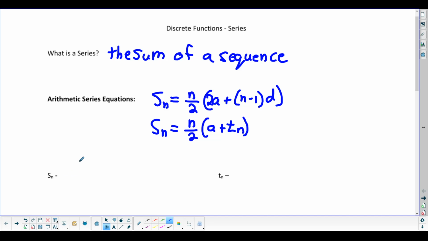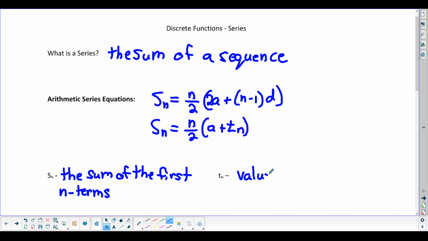Okay, so S of n in these equations represents the sum of the first n terms. Our sequences can go forever and ever, so when we want to add them up, usually we just say we want to add up the first so many terms, the first n number of terms. T of n then is the value, not just of the term n, but it's the value of the last term.